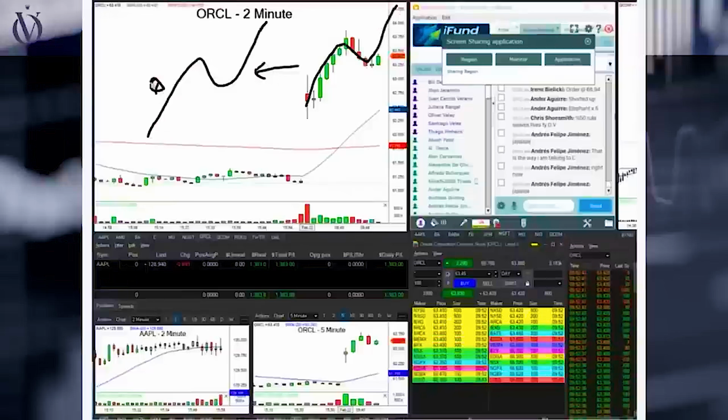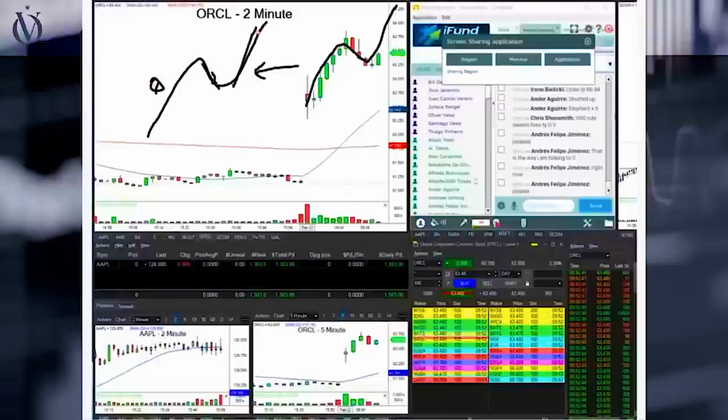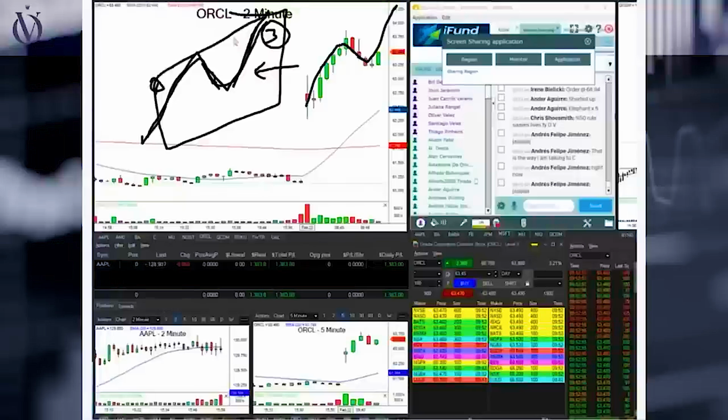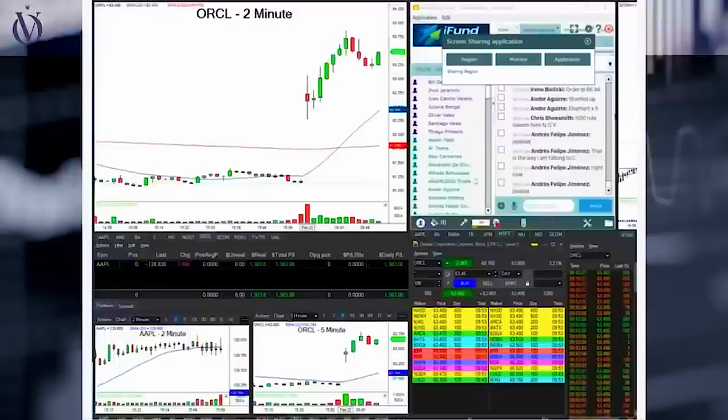Now, this move is made up of three parts, right? Part one, the initial move. Part two, the pullback. And part three, the new high, right? So 1, 2, 3. And once you get that, your morning is over. You're done for the day if you want to. I call this the whale. Once you get the whale, you're done.